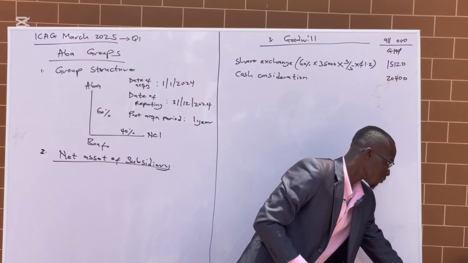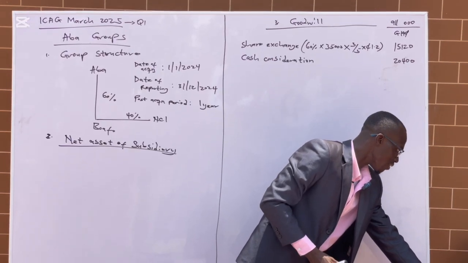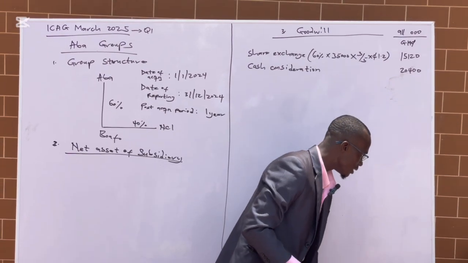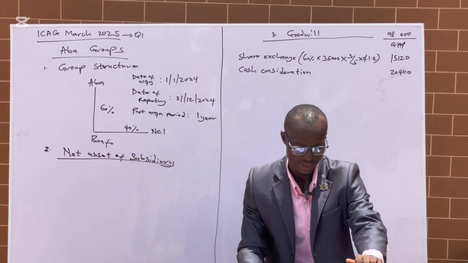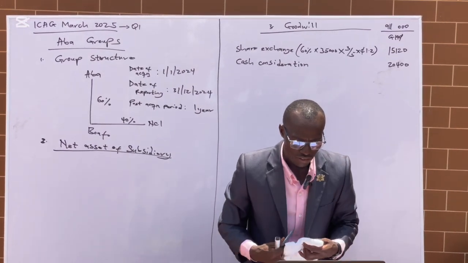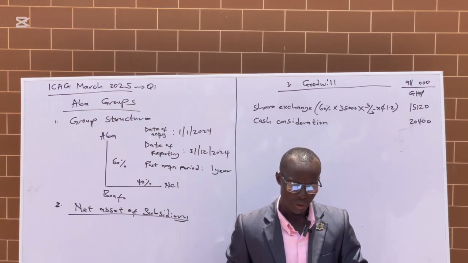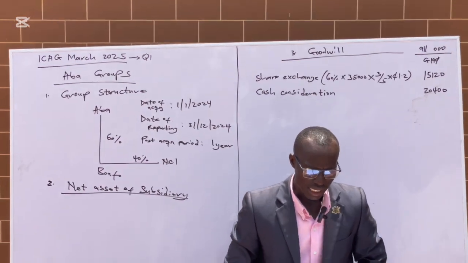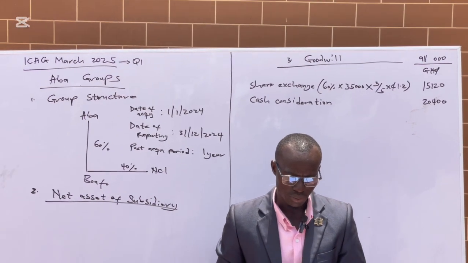Let's see how the transaction is going to be done. So the first additional information that we have here is saying that the fair value of Boafo net asset were equal to their current amount at the date of acquisition, with the exception of plant which was valued at 4 million.